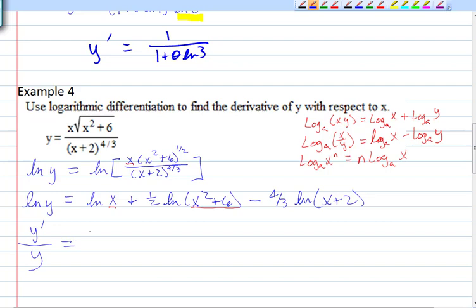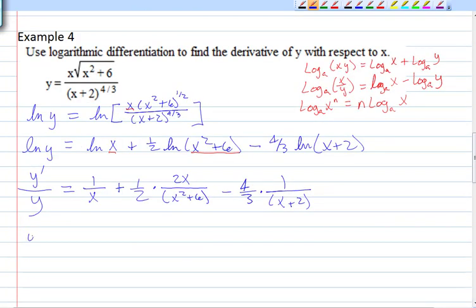Equals the derivative of the natural log of x is 1 over x. The derivative of x is 1, and then we put it over the argument. Plus 1/2 times the derivative of the argument over x squared plus 6. It's the derivative of the argument over the argument. Minus 4/3 times the derivative of the argument is 1 over the argument. Well, now things are going to look kind of nice, aren't they? We're going to end up with y prime over y equals 1 over x plus x over x squared plus 6 minus 4 over 3 times x plus 2.